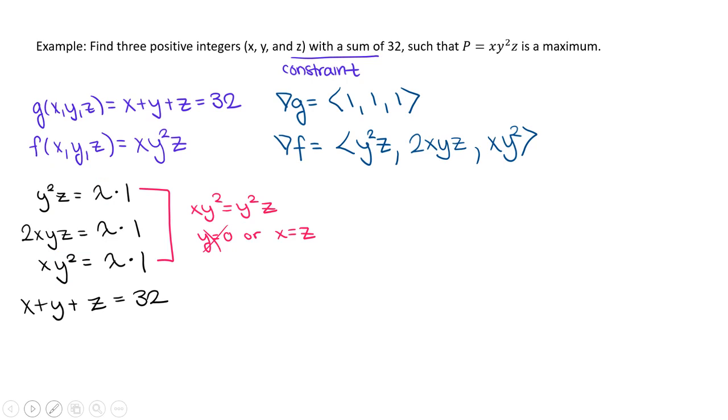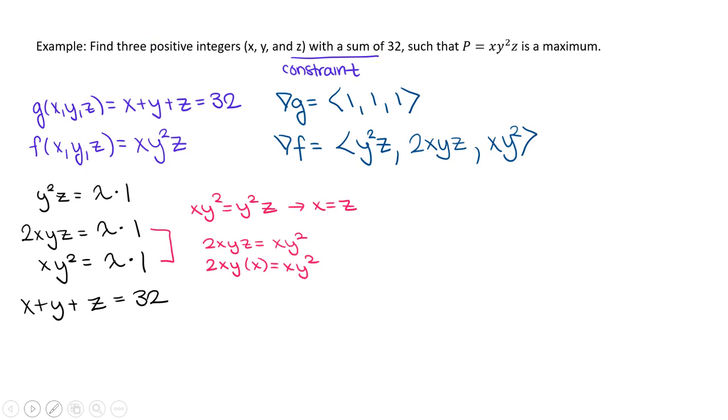So the only way that could be true would be, I guess, if y is 0, or if x is z. The numbers we're finding are positive, so I'm not going to even worry about what happens if y is 0. So that means x has to equal z. Okay, so the x and the z values have to be the same. And then let's pick a different two equations. How about equation 2 and equation 3?